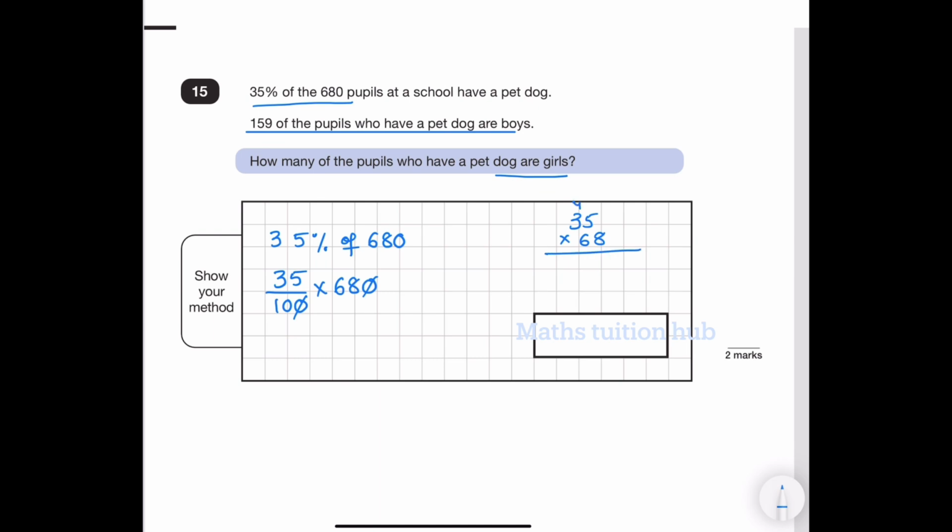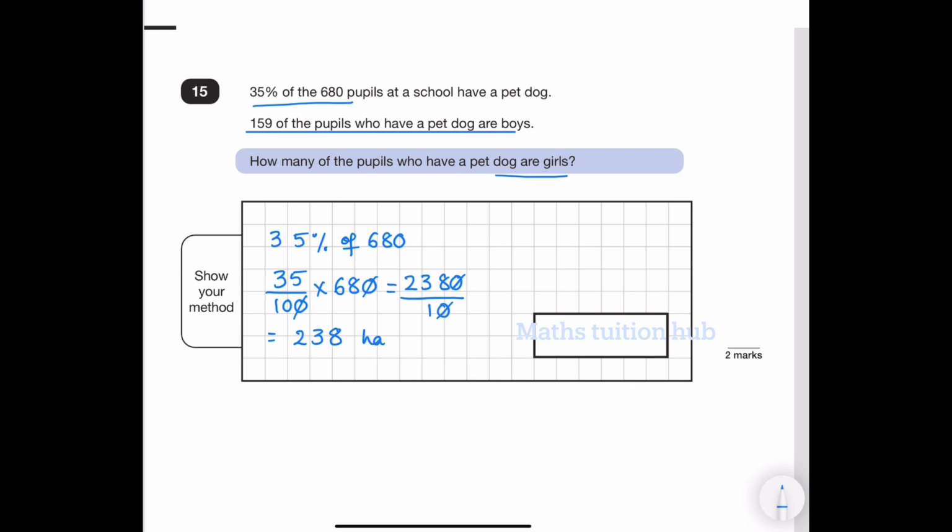So 8 times 4 is 40, 8 times 3 is 24, add 4, 28 and 0. 30 and 18, add 3, 21, add them together. So that's 2380. And now we have 10 in the denominator. We need to divide this by 10, cancel 0 and 0 there. So that comes as 230. So 35% of 680 is 238.